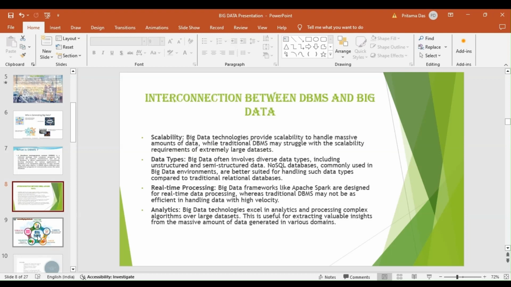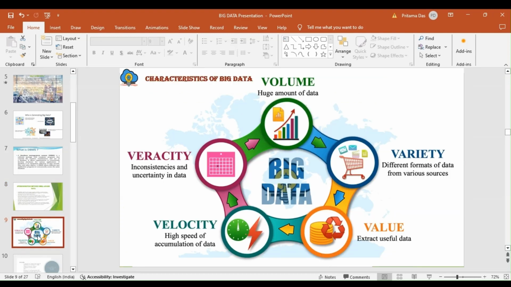Now we'll talk about the characteristics of big data, which is the most important topic in big data. Big data is based on 5 V's: volume, a huge amount of data; variety, different formats of data from various sources; value, extracting useful data; velocity, high speed of accumulation of data; and veracity, inconsistencies and uncertainty in data.